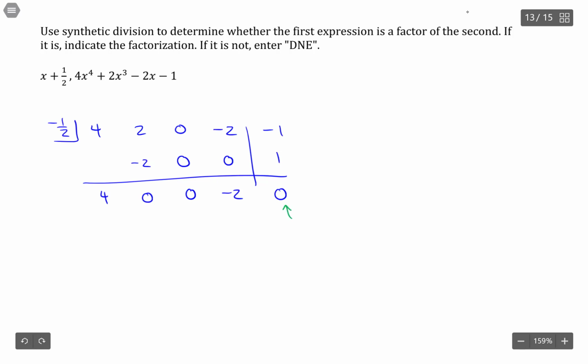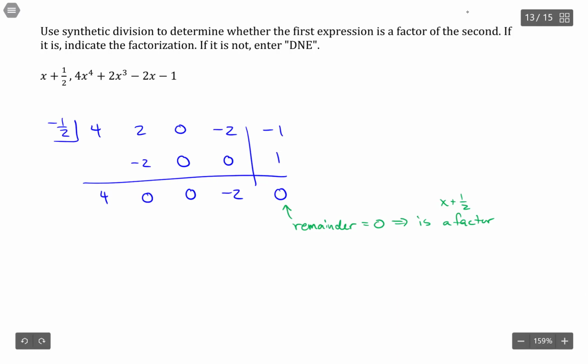So the result here, we do get a remainder of 0. So that tells me that this is a factor. So the x plus 1/2 is a factor of this polynomial.